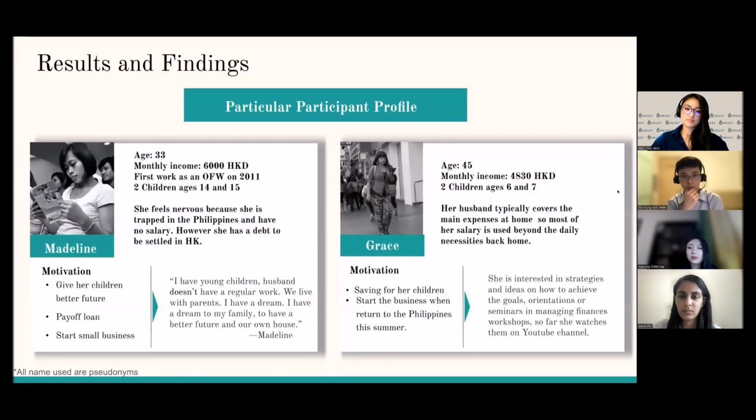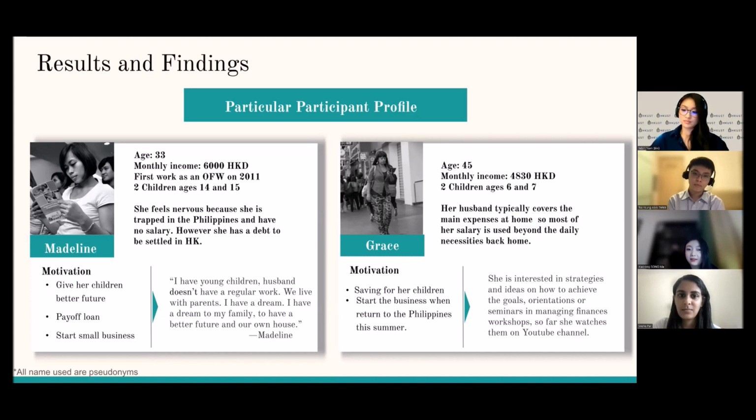Next, I'd like to share about our findings. Before we talk about the results, please let me share 2 special cases of our participants. Please note that all names here are not the real names, to protect their privacy. Case 1, Madeline. Madeline is 33 years old. She has 2 children and her husband loves her very much. She had 6,000 Hong Kong dollars income in typical months. However, now she feels nervous because of the pandemic. She is trapped in her hometown and she has no salary to settle her debts in Hong Kong.